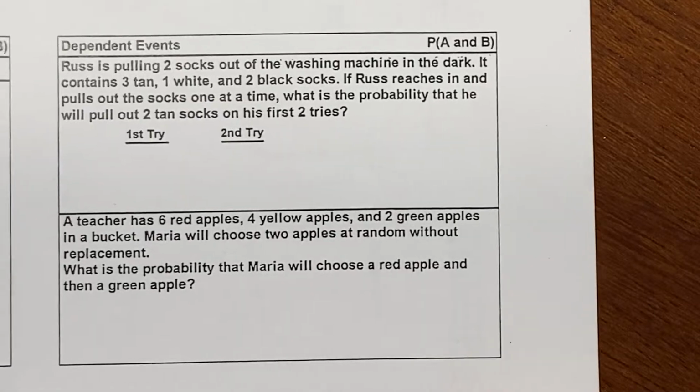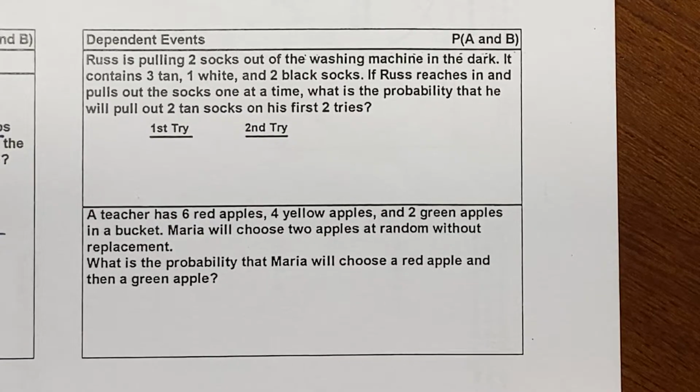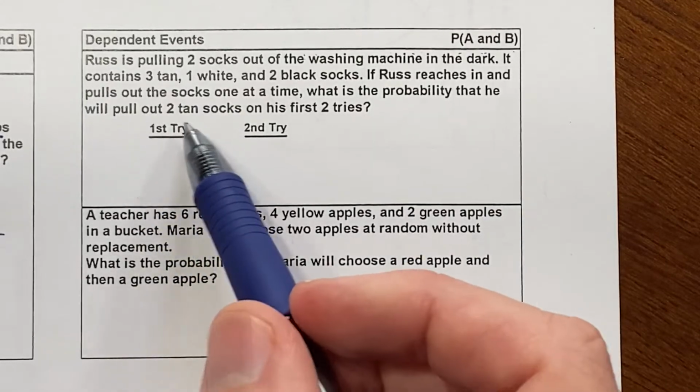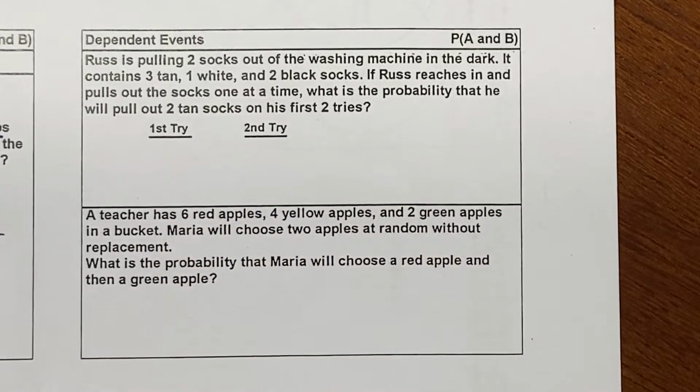Russ is pulling 2 socks out of the washing machine in the dark. It contains 3 tan, 1 white, and 2 black socks. If Russ reaches in and pulls out the socks one at a time, what is the probability that he will pull out 2 tan socks on his first 2 tries?